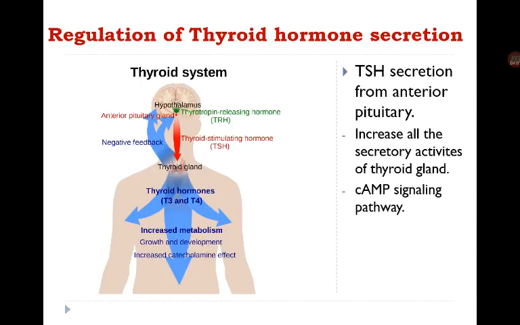In general, TSH is going to increase all secretory activities like proteolysis of thyroglobulin, the activity of the iodide pump, the iodination of tyrosine, and the size of the secretory cells as well as the number of these cells. Finally, TSH will increase the amount of thyroid hormone that's secreted to the bloodstream, and that's it.